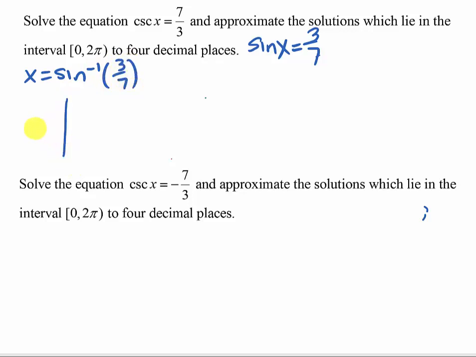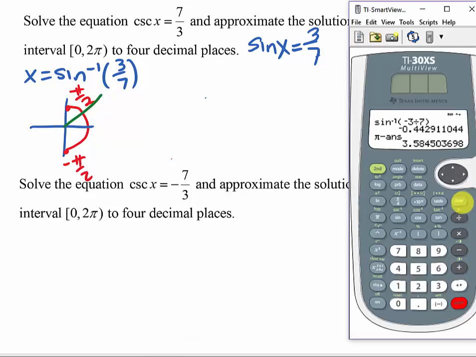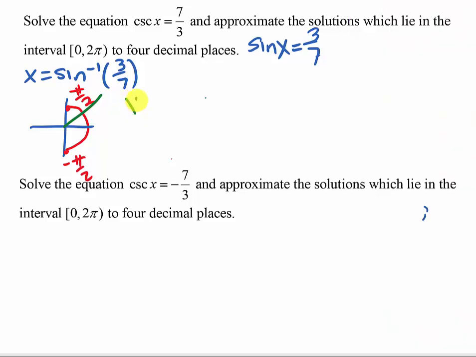So we're going to think about on a circle, if we looked at inverse sine, we are going to get answers back from negative pi halves to pi halves, and since this is positive, we're going to get an angle in quadrant 1. So we're going to grab the calculator and do inverse sine of 3 divided by 7, and we'll round that to 4 decimal places. It looks like 0.4429. So our first solution is x equals 0.4429.